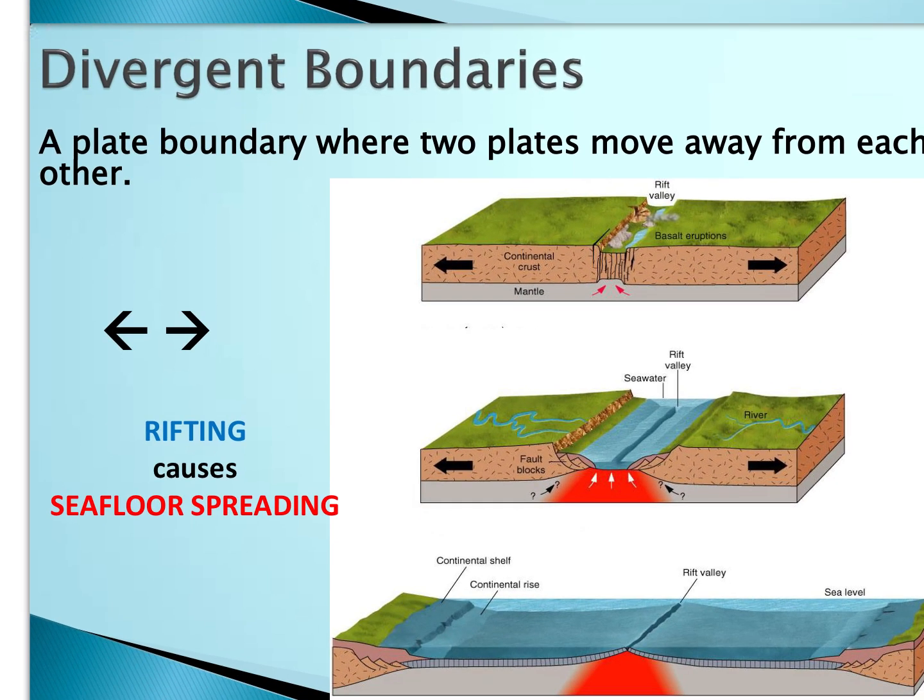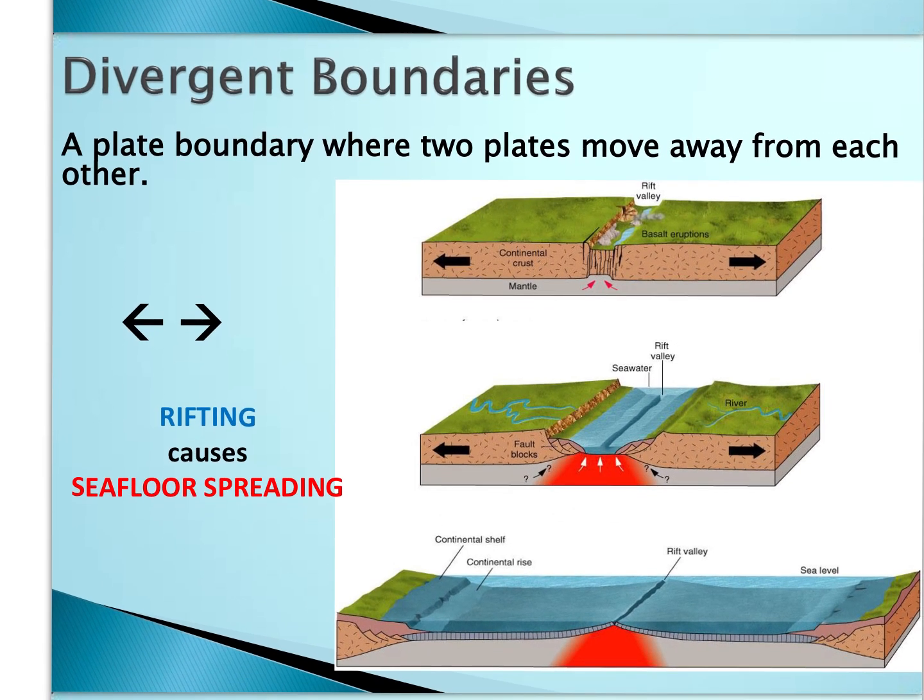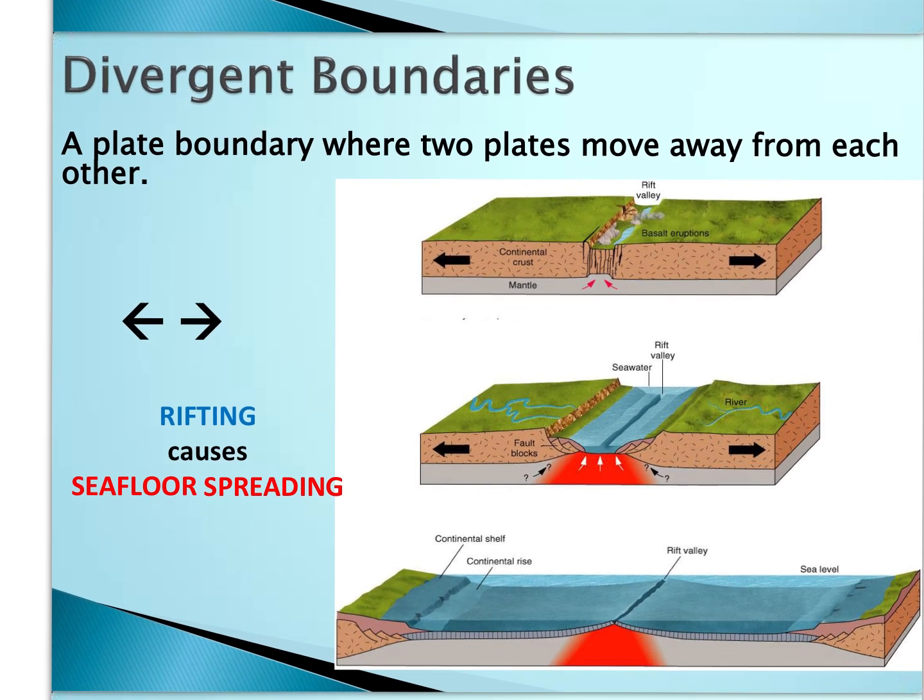So, divergent plate boundaries. Some of us are in different places, so I'm going to just give a recap. Divergent plate boundaries are where two plates are moving apart. Right? To diverge is to move apart. So let's definitely write that off to the side. Move apart.